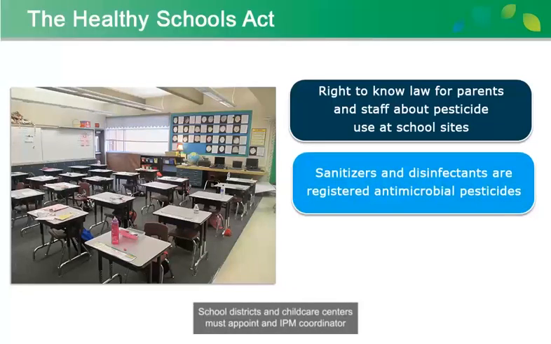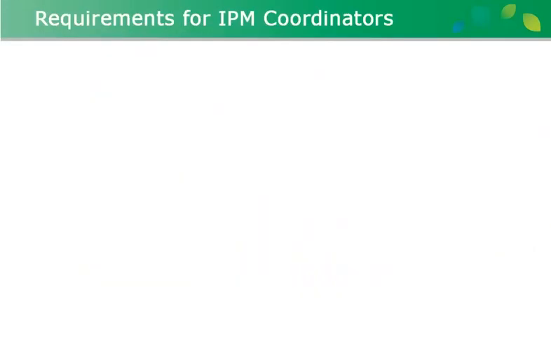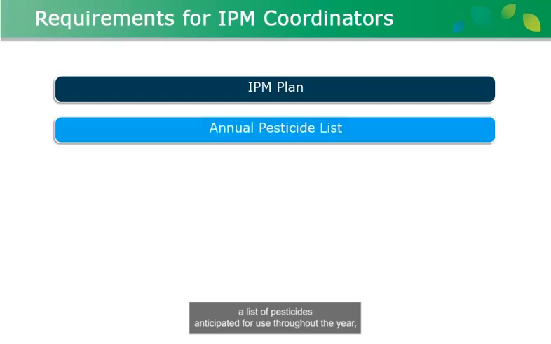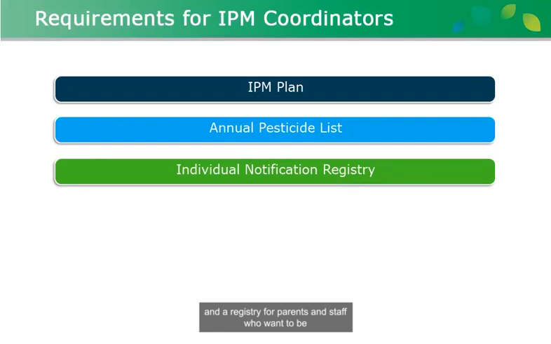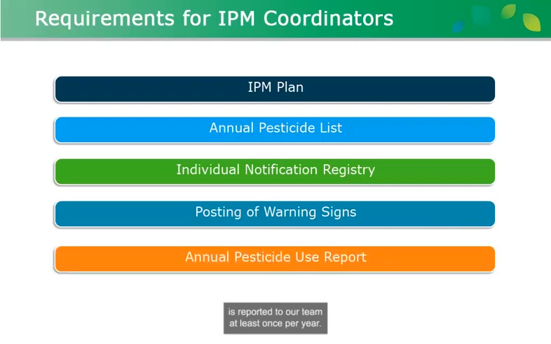School districts and child care centers must appoint an IPM coordinator responsible for the notification and reporting requirements of the HSA. IPM coordinators prepare your district or center's required annual notifications and pesticide use reports. These notifications include an IPM plan that describes how pests are managed, a list of pesticides anticipated for use throughout the year, and a registry for parents and staff who want to be notified of non-exempt applications before they occur. IPM coordinators are also responsible for making sure warning signs are posted in application areas and that pesticide use is reported to our team at least once per year.